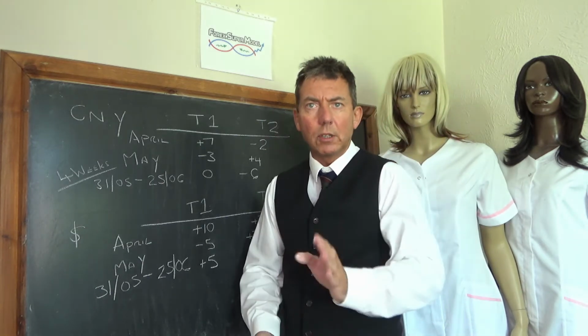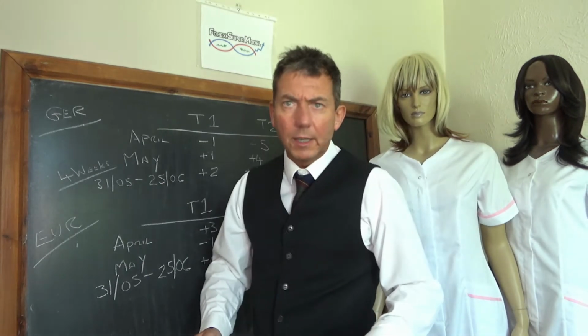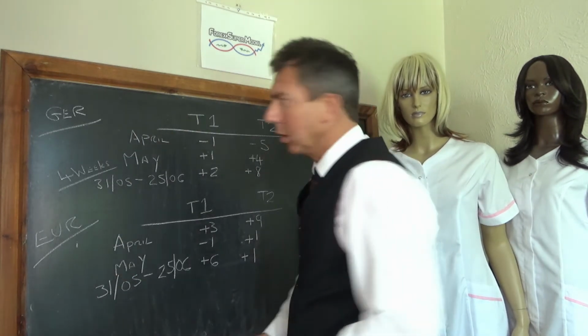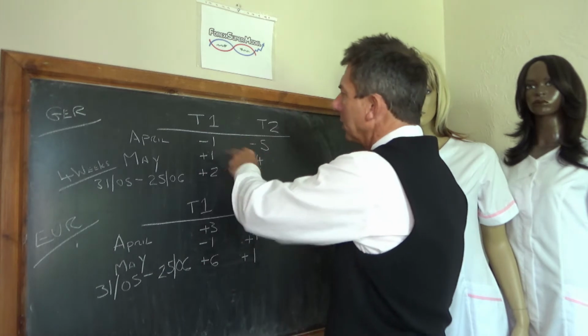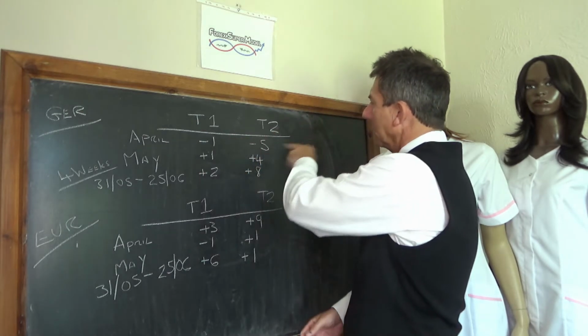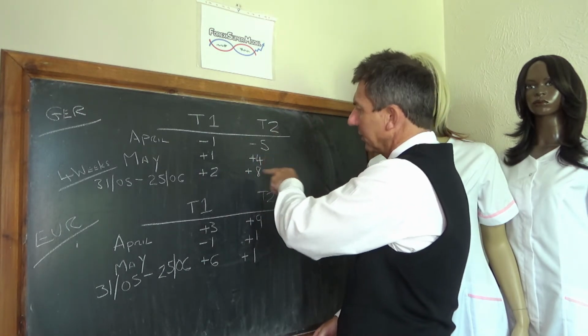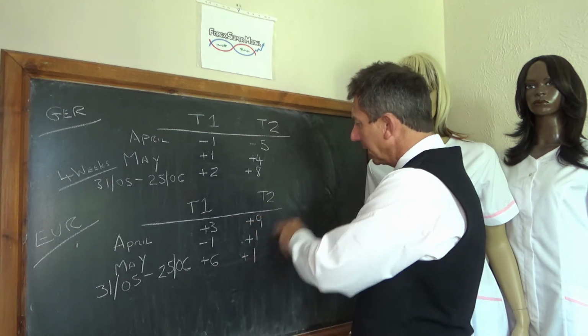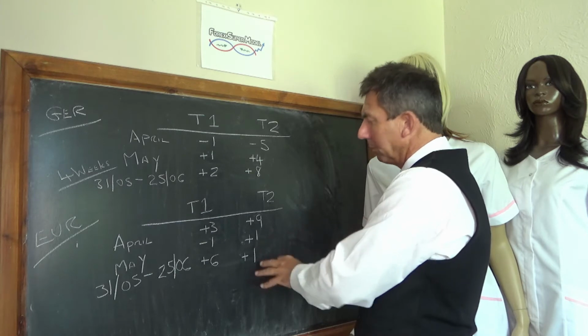Right, stop it there. Next two coming up. Right, back again. Germany as a whole country, EUR as the 27 nation block. Germany, T1, minus 1, plus 1, plus 2. T2, minus 5, plus 4, plus 8. Eurozone, T1, plus 3, minus 1, plus 6. T2, plus 9, plus 1, plus 1.